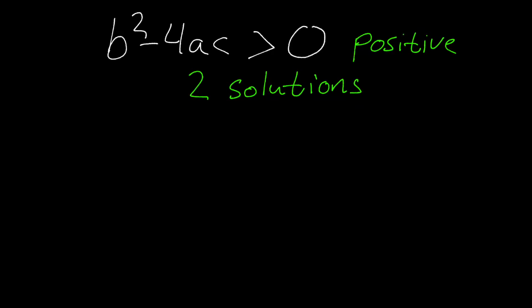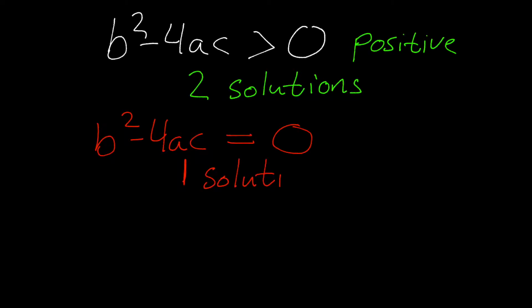Now, if b squared minus 4ac is equal to 0, that means it is 0. It's not a decimal. It's not 0.0025, something that's close to 0. It is exactly 0. If it's exactly 0, we have one solution. So this is that case where the vertex is on the x-axis. So if b squared minus 4ac is equal to 0, we have one solution.